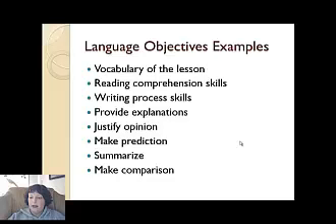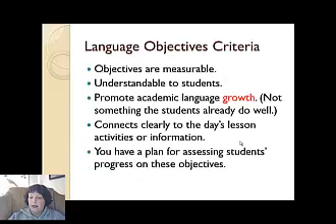So some criteria for your language objectives, and with your English language learning lesson plan that you're writing for this class, you need to make sure you have language objectives as part of your lesson plan, okay? So make sure that they are measurable, just like you learned in Foundations of Teaching with your content objectives. They should be measurable so you know whether the student is able to do those language objectives or not. They should be understandable to the students.